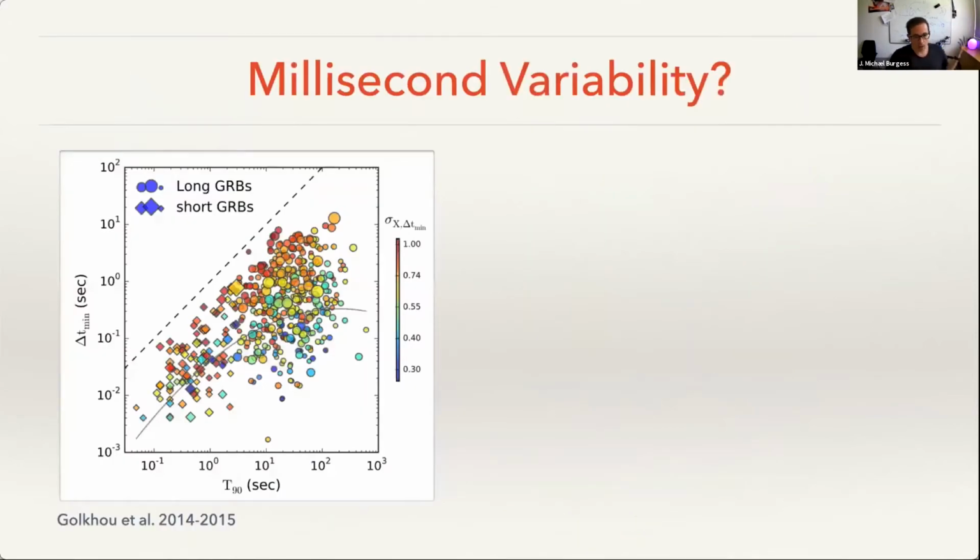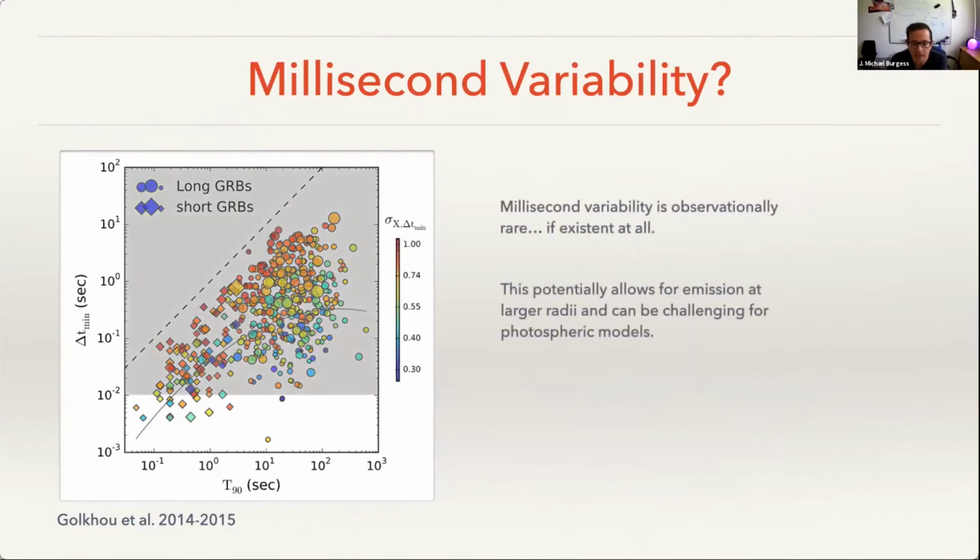Okay, what about variability? Well, if you have very fast variability, high radii don't make a lot of sense, but very fast variability doesn't really exist in GRBs. So there's this study by Golkhou et al. in 2014, 2015. They did a study of Swift and GBM GRBs, and they computed the minimum variability timescale. As you can see, millisecond variability is a very rare feature in GRBs. So most of them have, I don't know what the average is here, but sub-second to second variability.